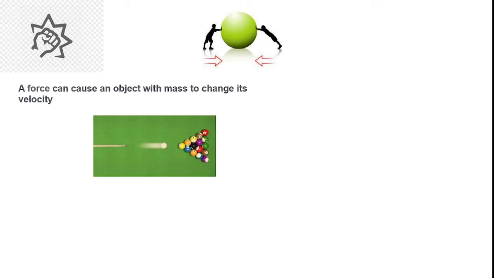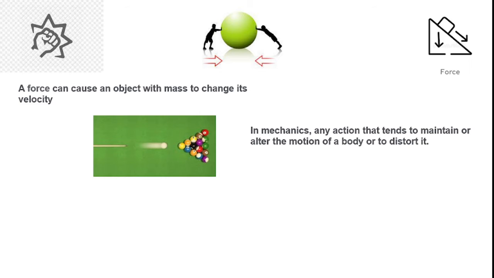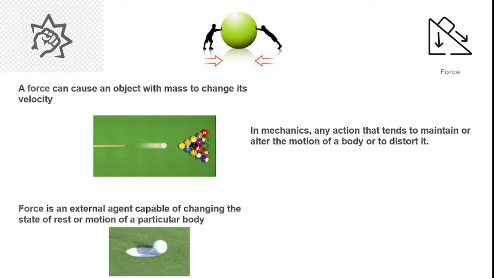For example, if you consider billiards, the player strikes the ball with the stick, so the ball must change its velocity, which is known as force according to our game topic. And in mechanics, any action that tends to maintain or alter the motion of a body or to distort it is known as force. Another explanation is that force is an external agent capable of changing the state of rest or motion of a particular body, like this snooker ball.